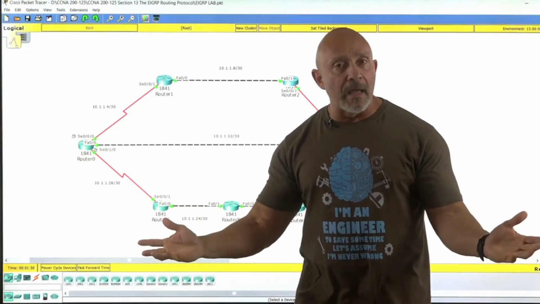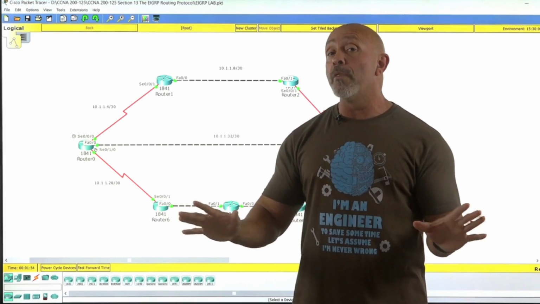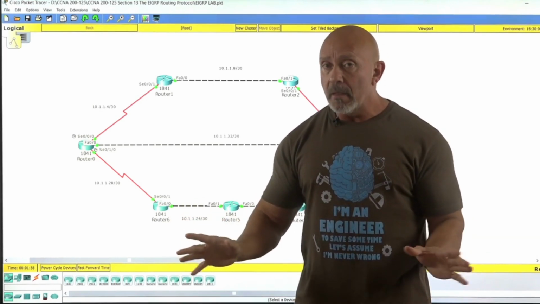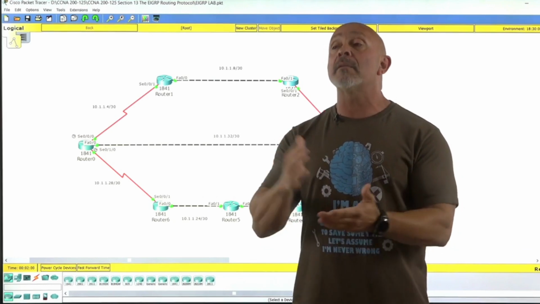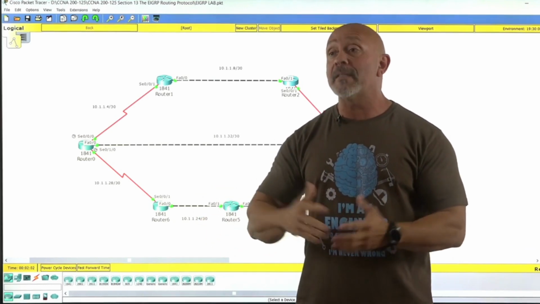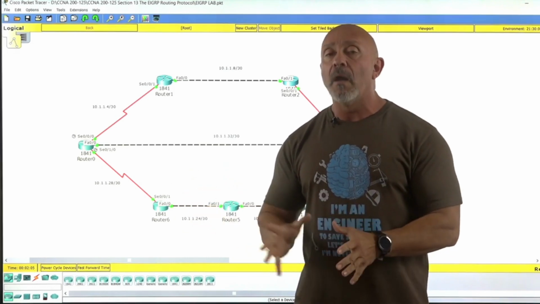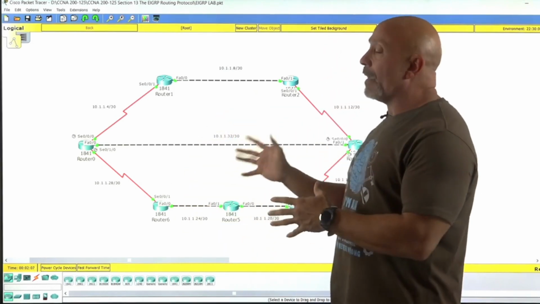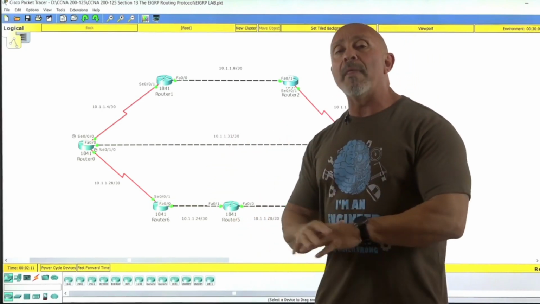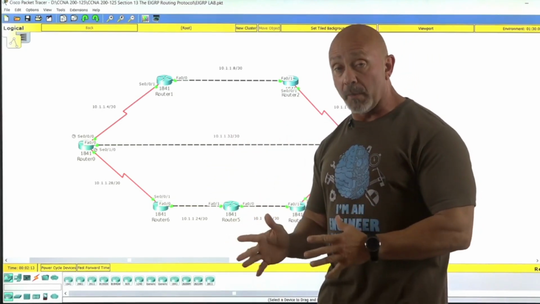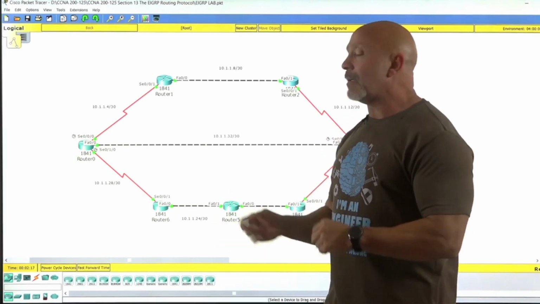All right. That was very simple. We didn't have to do the no auto-summary command. Since we're putting in the wildcard mask, it is telling you, hey, it's coming from this interface, the interface has a subnet mask, and the mask is going to go out on the updates. So using the wildcard mask allows you to network properly without having to use no auto-summary. We don't have to use that. But again, I caution you.